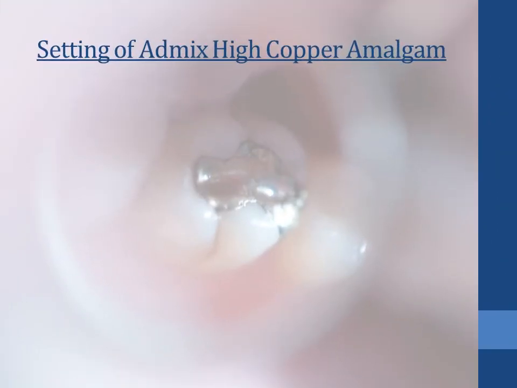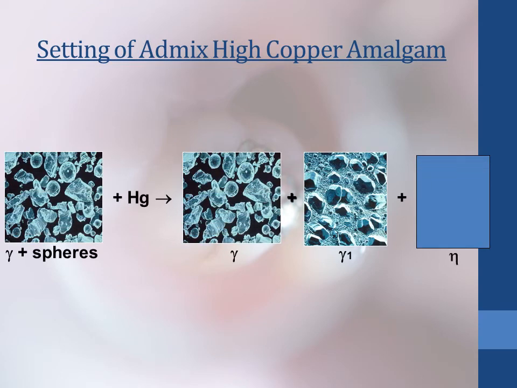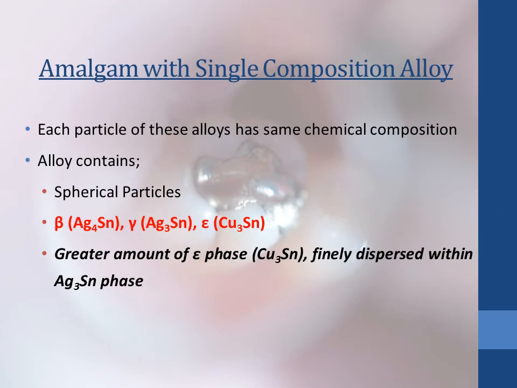Now let's look at the diagrammatic representation of the setting of admixed high copper amalgam. So the gamma spheres in the silver alloy react with mercury and you get gamma, gamma 1, and the eta phase. So that was the admixed amalgam.